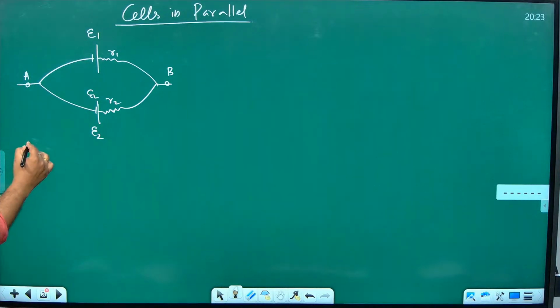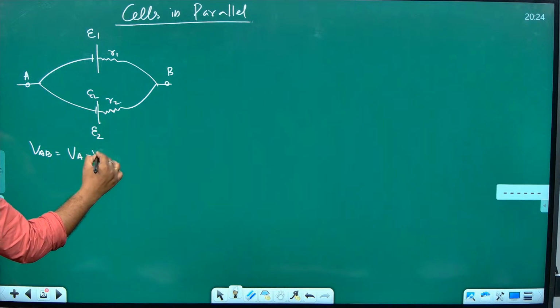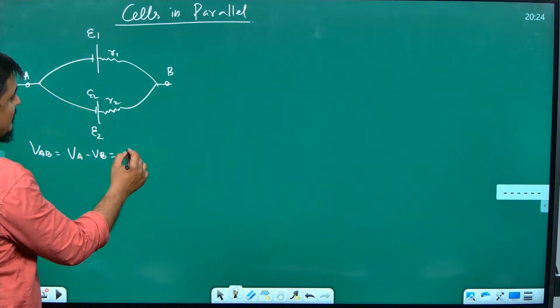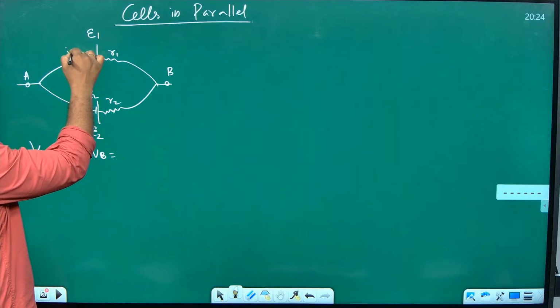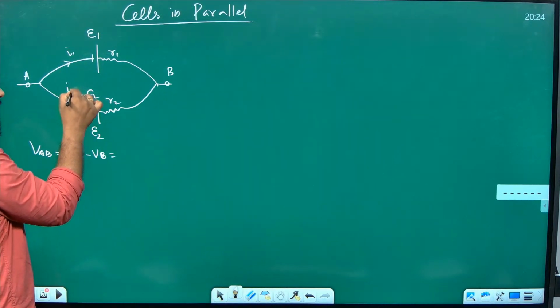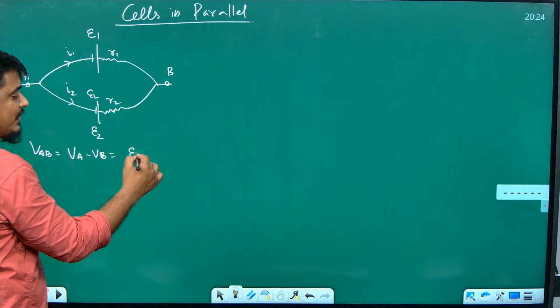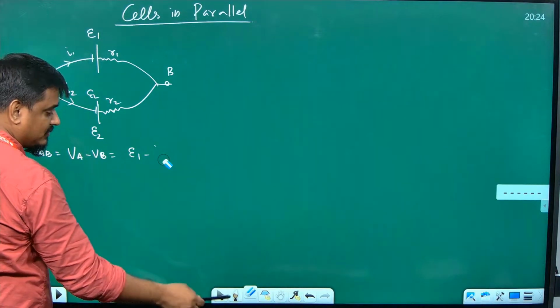Now what is VAB? Tell me the formula. VAB will become equal to VA minus VB. Okay, fine, no problem in that. And which is equal to E1 minus, first of all, parallel connection. The current going here will be I1 and the current going here will be I2. So V will become equal to E1 minus I1 R1. Can I say like that?